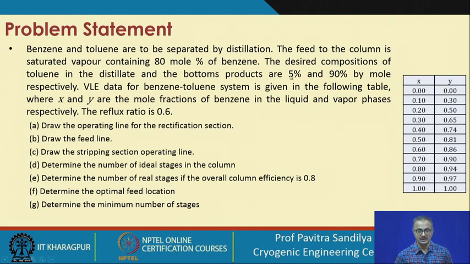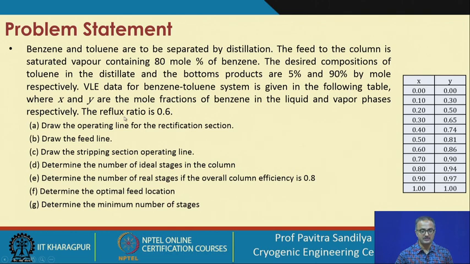So here in the distillate we have 5% toluene, that means 95% is the benzene concentration in the distillate, whereas in the bottoms we have 90% toluene, so 10% is the mole fraction of benzene in the bottoms. Then the vapor liquid equilibrium data has been given in this particular table. This X represents the mole fraction of benzene in the liquid phase, and Y represents the mole fraction of benzene in the vapor phase, which is in equilibrium with the liquid phase. And here are the data.